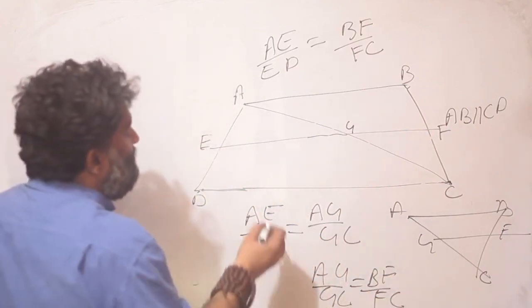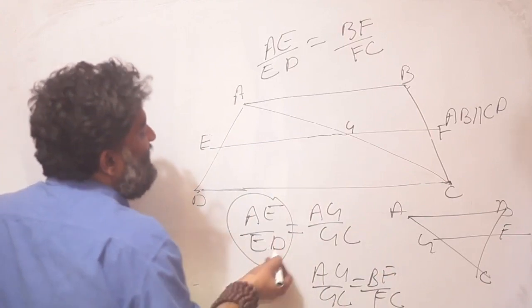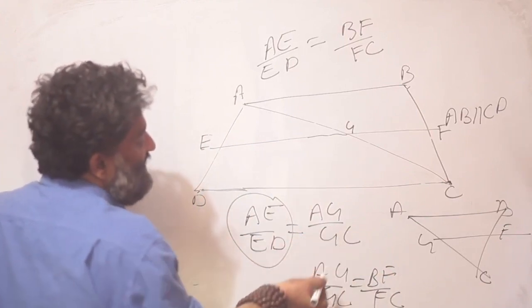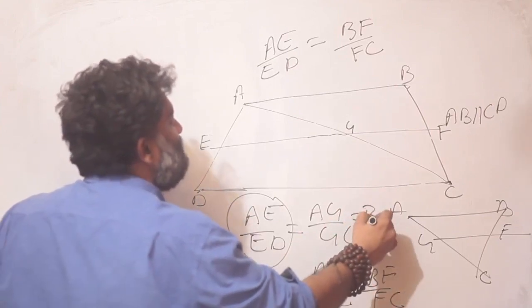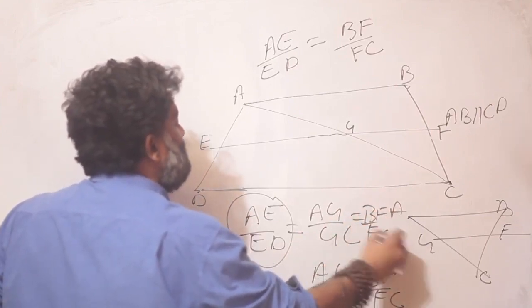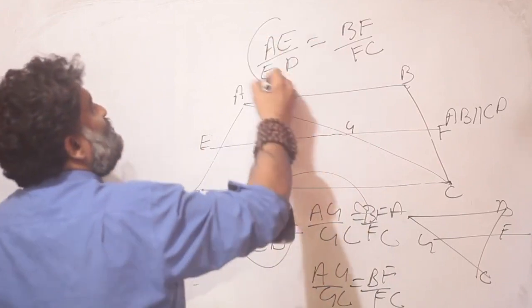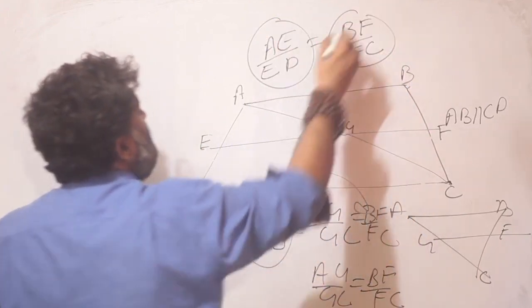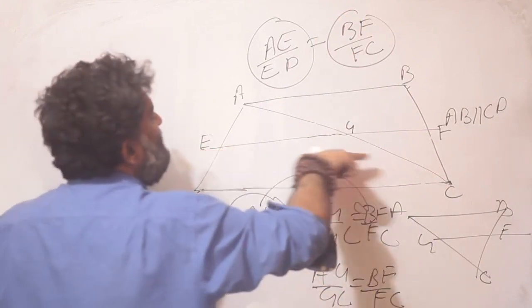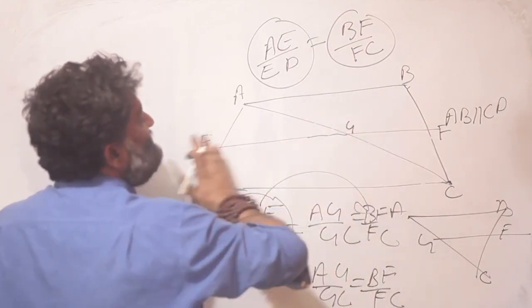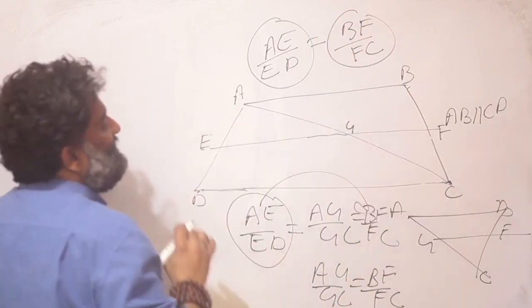And therefore proved, because you said AE upon ED is equal to AG upon GC, and AG upon GC is equal to BF upon FC. That means AE upon ED is equal to BF upon FC, and you can directly jump here. So even when you see a trapezium and you see a line drawn parallel to one of the sides, you know that line is going to divide the other two sides, the non-parallel sides, in the same ratio.